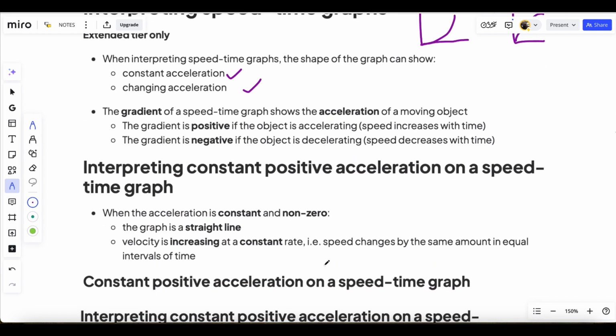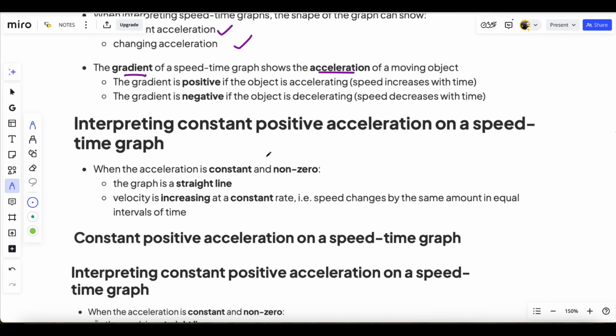Now let's move on. The gradient of a speed-time graph gives us the acceleration of the motion. Once you calculate the gradient, dy over dx, or y2 minus y1 over x2 minus x1, you will get the acceleration. And when you find the area under the graph, you get the distance traveled.